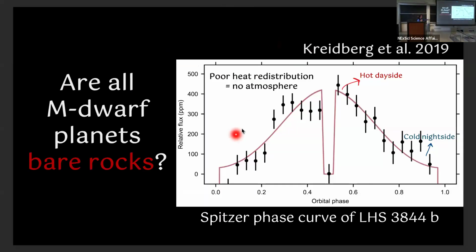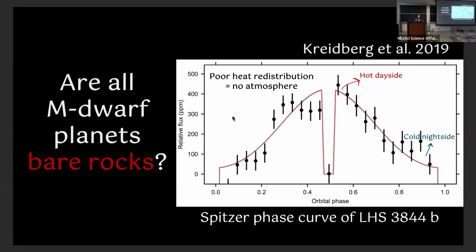So to annotate Laura's plot, up here you're seeing the hot day side of the planet, and down here you're seeing the cold night side. And the fact that there's a big difference between these two sides is telling you that you have poor heat redistribution. And that implies that there's not an atmosphere on this planet, because that would spread around the heat and cause the sides to have a similar temperature. So the question is, is JWST going to see something like this for all the M dwarf planets?